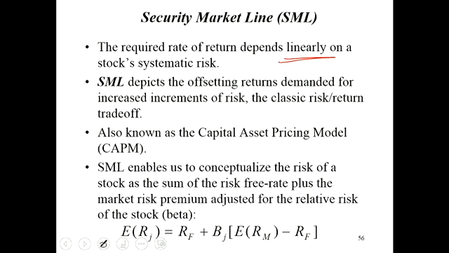So this particular model, this one here, is known as the capital asset pricing model, often abbreviated CAPM. That's probably the simplest model there is for getting a required rate of return for an individual stock. Okay, any questions on this so far?